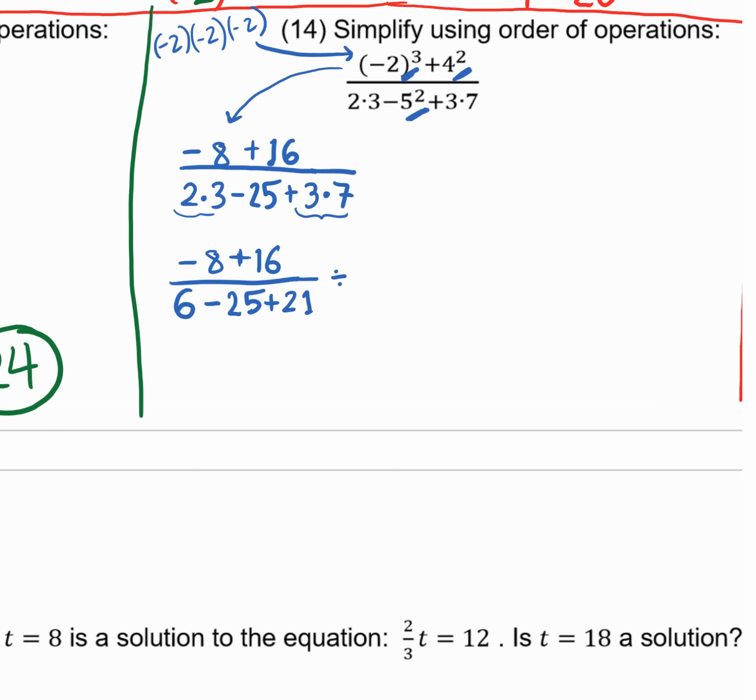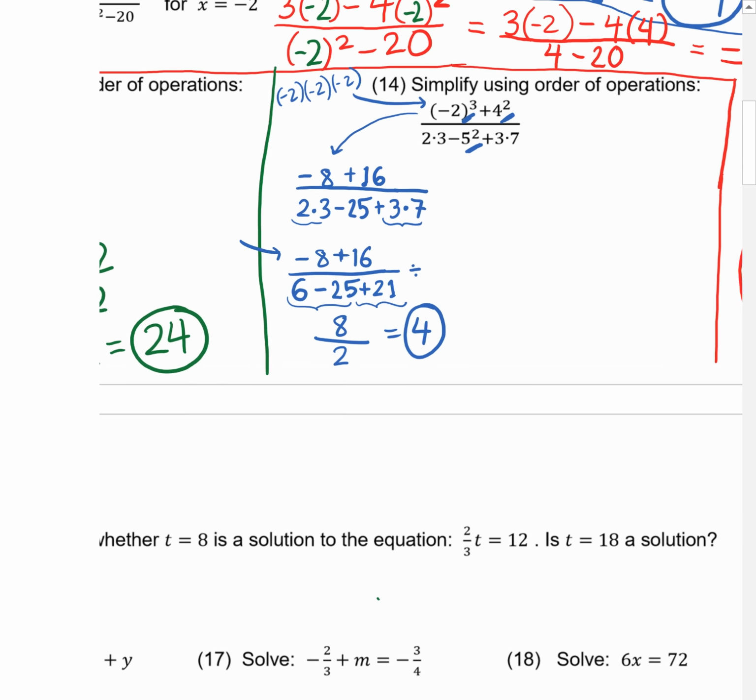So really now all that's left is adding and subtracting. So I'll just add and subtract from left to right. In the numerator, negative 8 plus 16 is 8. And the denominator I have 6 minus 25, that's negative 19. Negative 19 plus 21 is 2. And then I'll be left with 8 over 2, which reduces to just the whole number 4. Which is a really nice answer. I can't believe how nice that was.